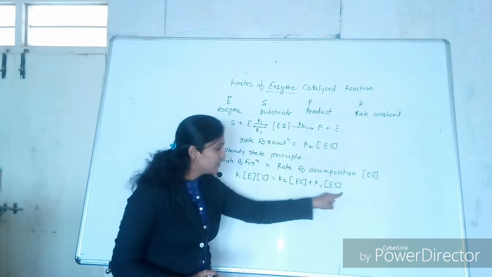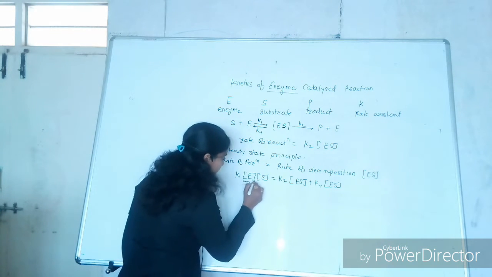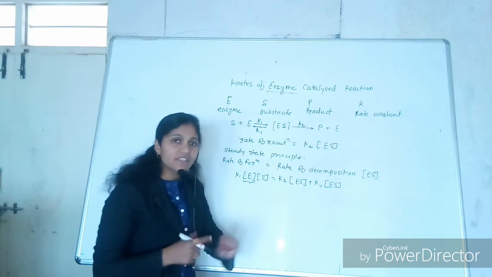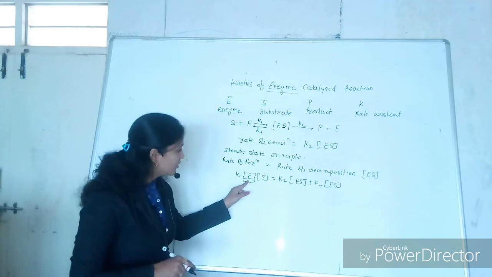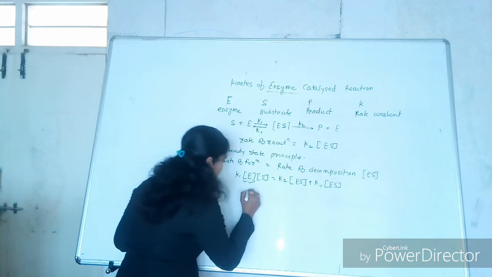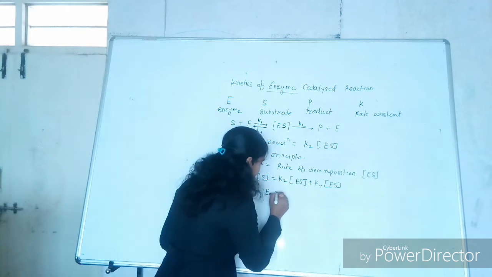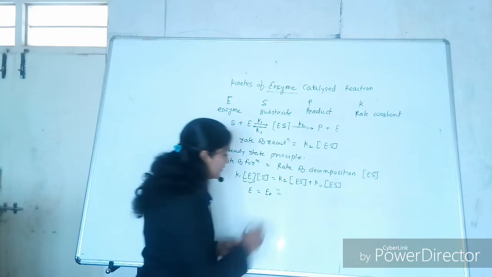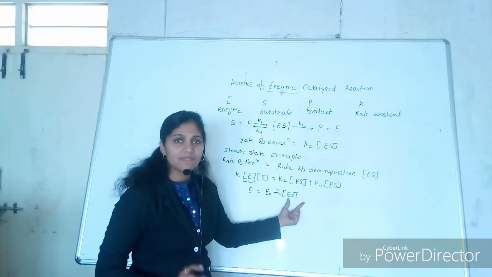Okay, this is the equation according to the steady state principle. Now here, this is the concentration of enzyme in the reaction, or the enzyme that participates in the reaction. So the concentration of enzyme will be the total concentration of enzyme supplied for the reaction and the concentration of enzyme substrate complex.